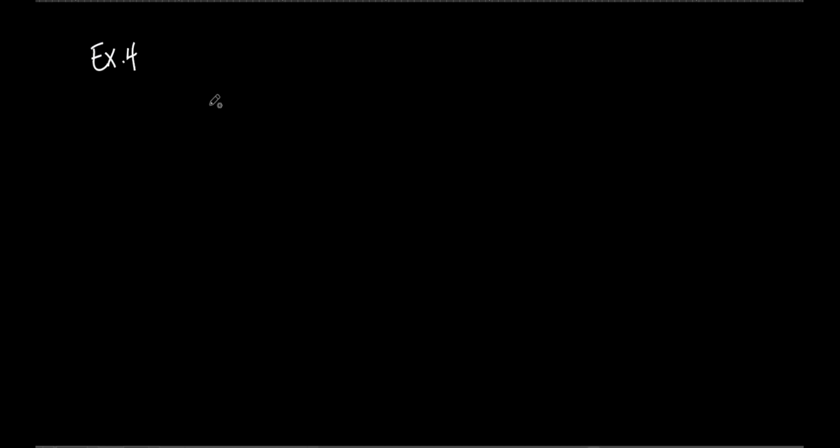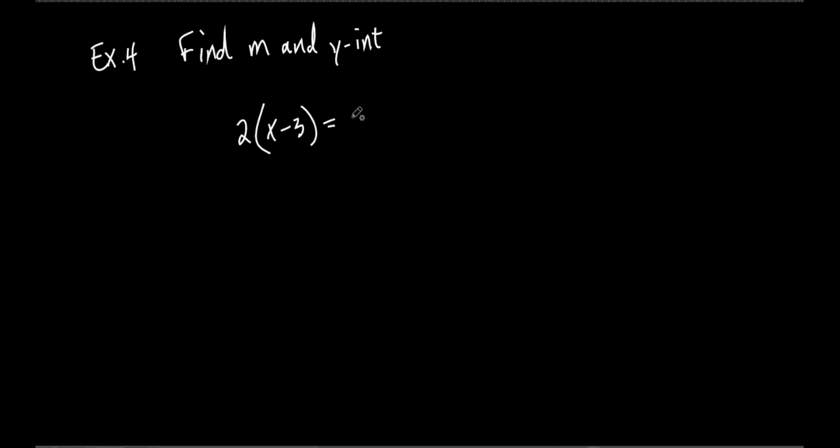Let's see. It says find the slope and the y-intercept. Okay, find the slope. I'll put m and the y-intercept. I guess I could put b, but I'm going to write it out. Y-intercept of this line. Equals -3 parentheses y plus 5.